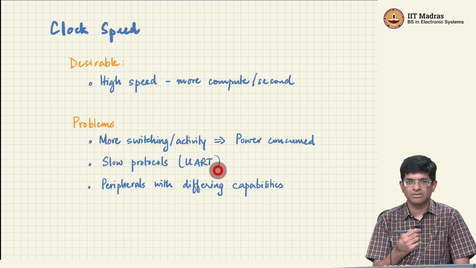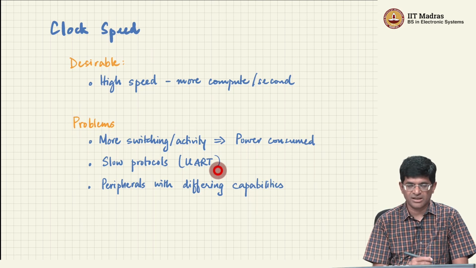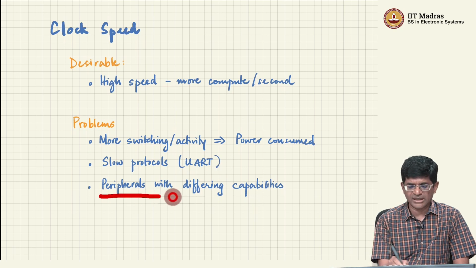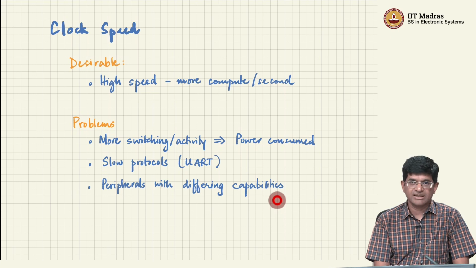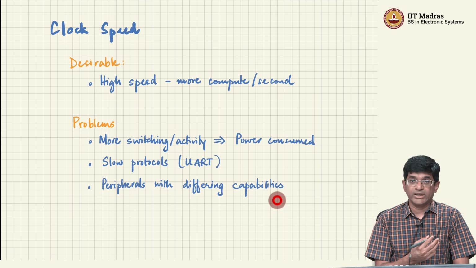By the time 1 bit or 1 byte has been transmitted, the CPU has probably performed a million or hundreds of instructions. Okay. Similarly, apart from the UART, there could be other peripherals with differing capabilities, right? So there could be high-speed peripherals such as Ethernet or cameras, where the speed might actually even be more than what the CPU is capable of handling.